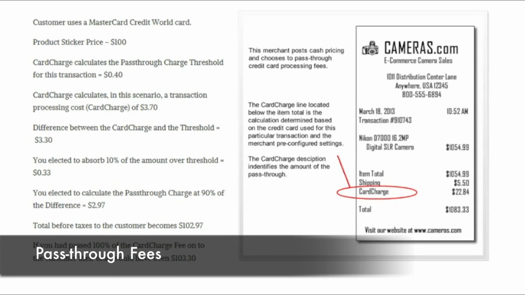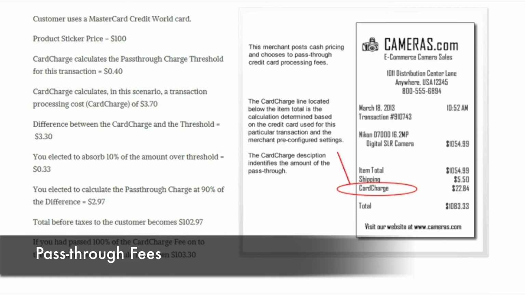To the right, a demonstration with this receipt of a different scenario where the merchant has posted a cash price and chooses to pass through the credit card processing fees. The CardCharge line located below the item total is the calculation determined based on the credit card used for this particular transaction and the merchant pre-configured settings. The CardCharge description identifies the amount of the pass-through fee, in this case $22.84.